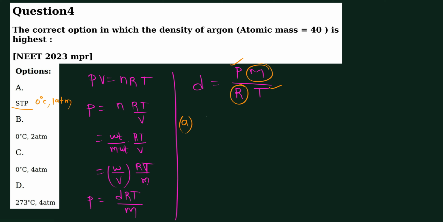Let us check option A. At STP condition, check the density of argon gas. Here molecular weight and R value are constant, so the density depends on pressure and temperature. Here pressure is 1 atmosphere, and 0 degrees Celsius converted into Kelvin is 0 plus 273 equals 273. So this is 1 by 273.